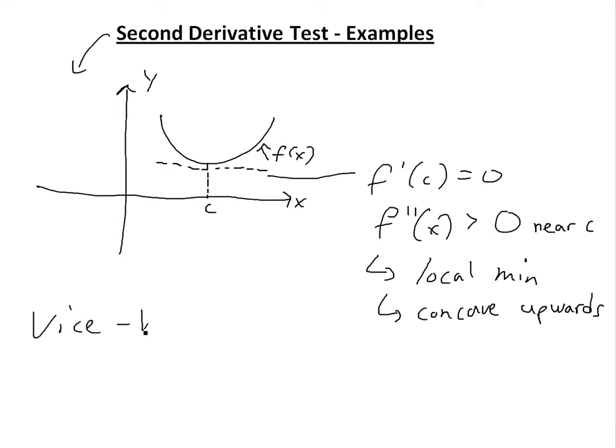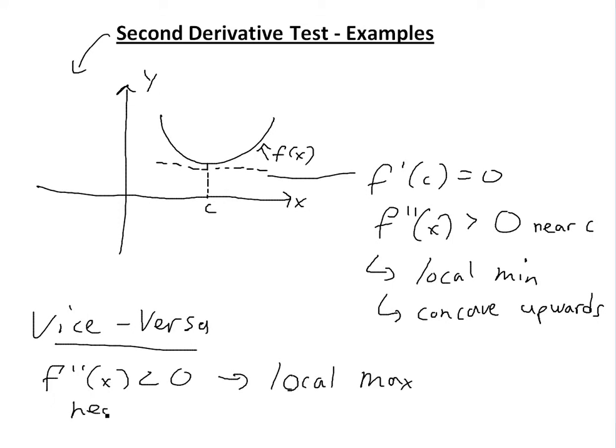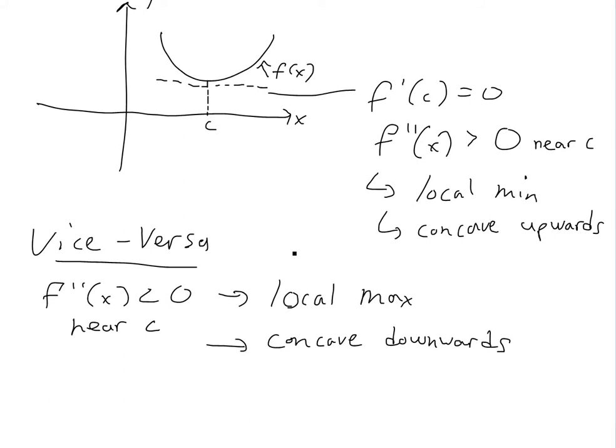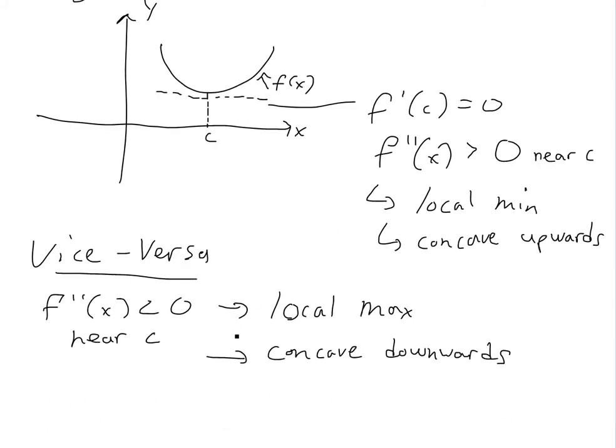If you have it the other way around, where f''(x) is less than 0, then you're going to have a local maximum. Once again, this is near c, and this is also going to be concave downwards. This is the opposite of that. You can see my other video illustrating this further, but now let's look at some examples.